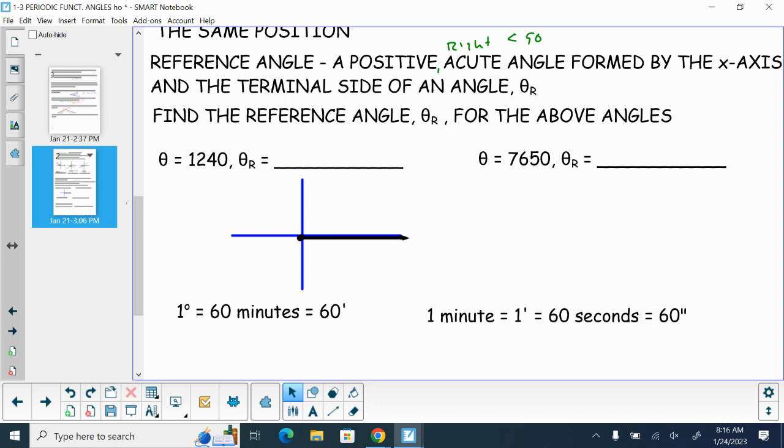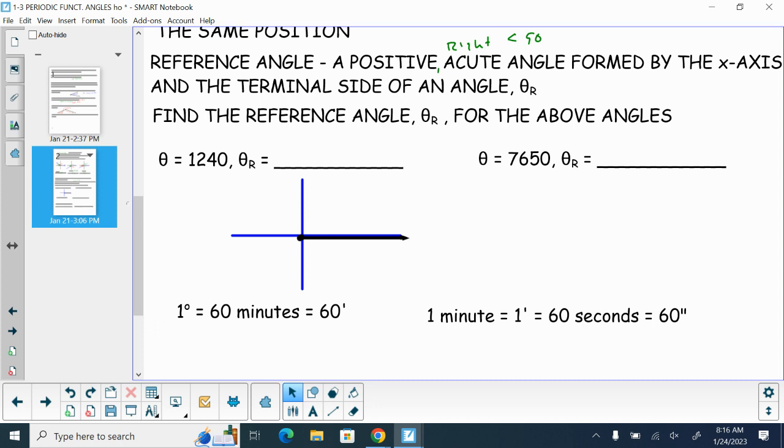Where does it end up at? Quadrant 2. You know that? Okay, now how'd you figure that out? I did a whole bunch of circles. Okay, did a whole bunch of circles because each circle adds up to what?